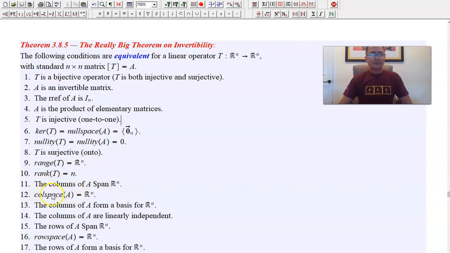12 is kind of cheap. The span of the columns is the column space, right? So 12 is really just another way to write 11. But it kind of looks nice because it talks about a subspace. So, speaking of subspace, we said that every subspace has a basis, okay? So if the column space is all of Rn, then the columns of A must form a basis for Rn.